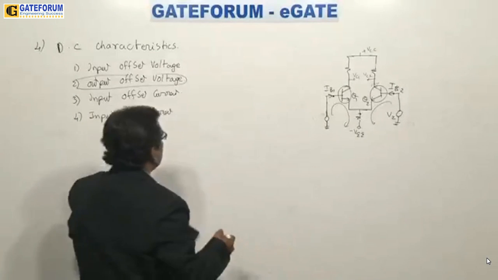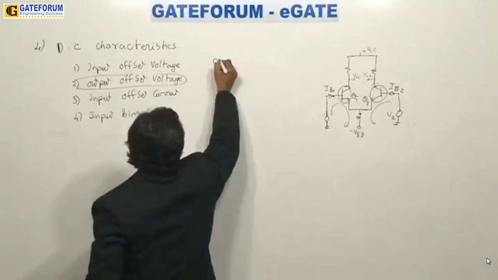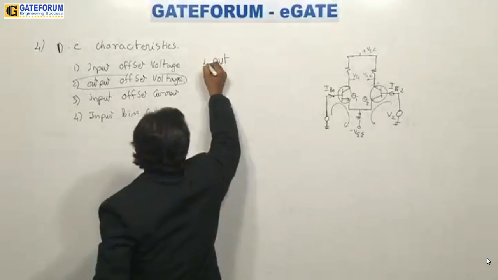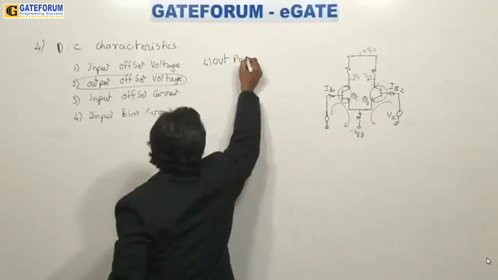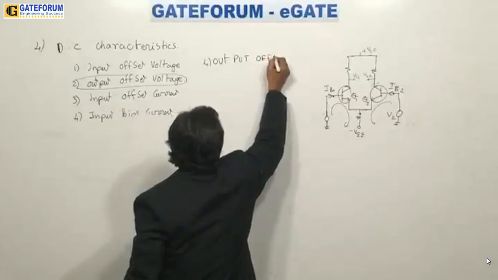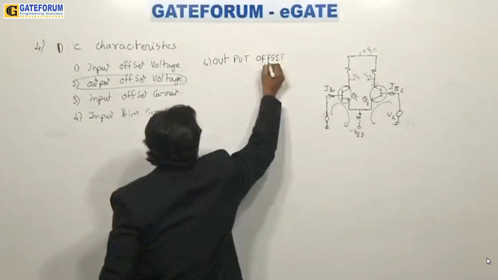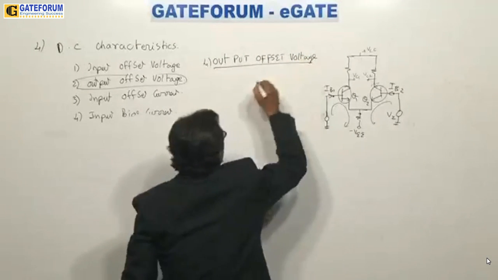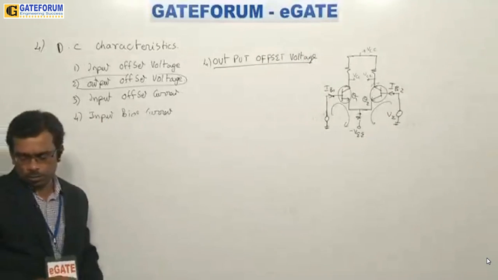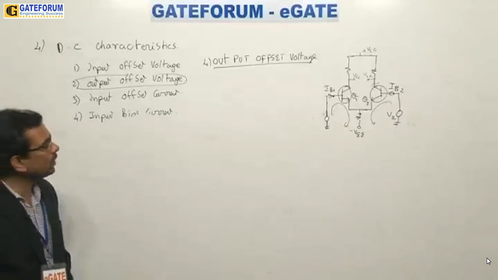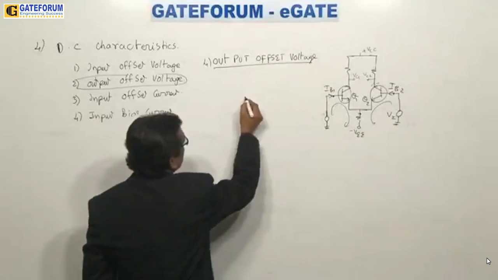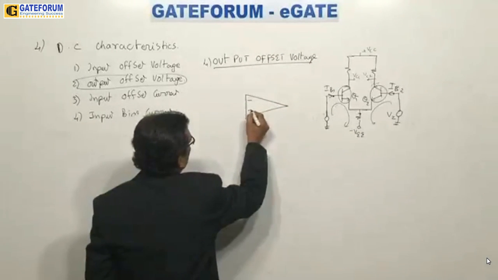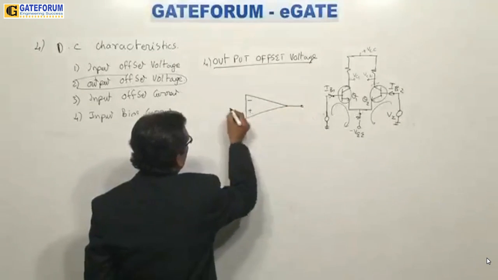Out of all these, this is the most important point. Now the fourth one you consider here is output offset voltage. This is important out of all offset values. Now let us see what this output offset voltage is. Take it like this: minus, plus, and I have the output.